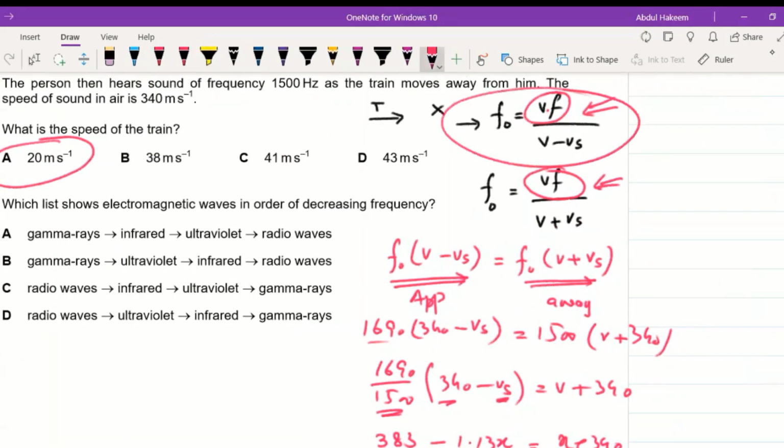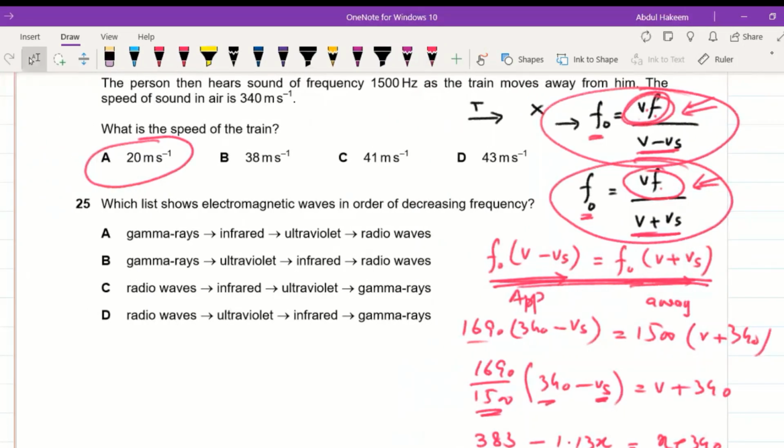So I repeat this. This is the formula when the train is approaching towards the observer and when it's moving away from the observer. This F naught is different in both, and V minus Vs will be different due to the positive and negative sign, but the product of V actual and the frequency has remained the same. So on comparison, we will get this equation, then substitute the values.